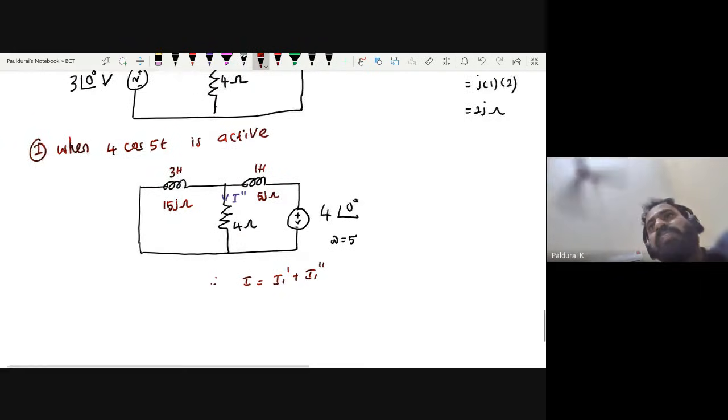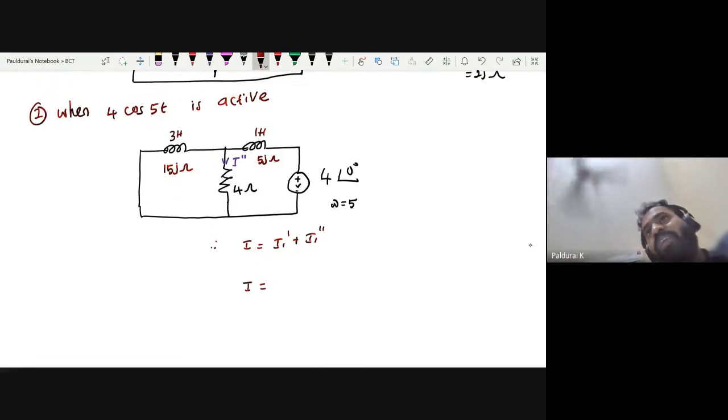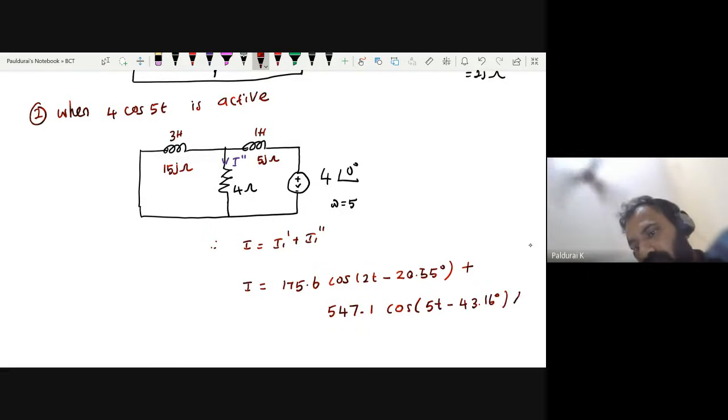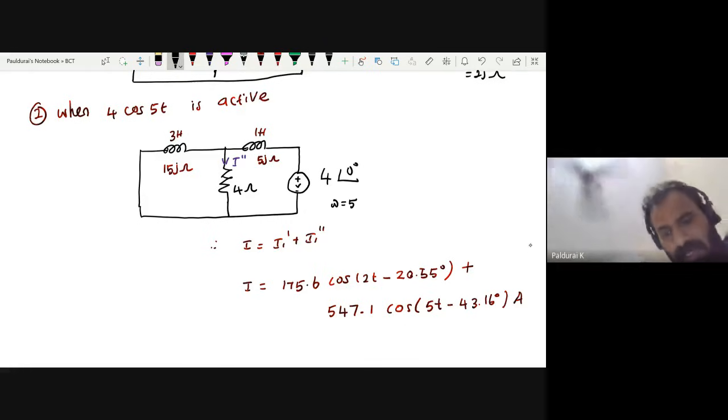Okay, so please note down the answer. If you calculate, you will get 175.6, I'm writing in terms of time domain. You please find it in frequency domain, then convert into time. So cos 2t minus 20.55 degree plus 547.1 cos 5t minus 43.16 ampere. Please make a note.